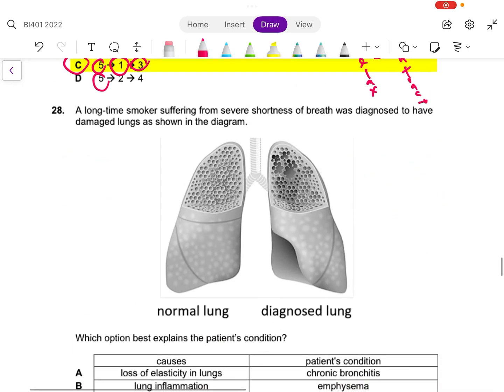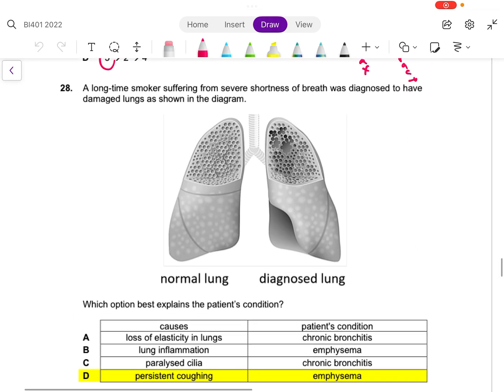Let's go to question 28. Long-time smoker, severe shortness of breath, diagnosed to have damaged lungs as shown in the diagram. Okay, what's the biggest difference between normal and this diagnosed lung? You see that here all the alveoli, the partitioning has broken down, right? So which option best explains the patient's condition?